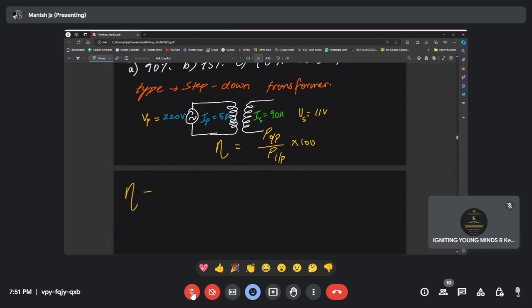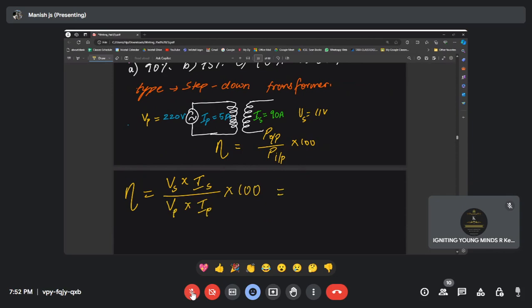So efficiency is equal to output power over input power, times 100. What is the formula for power? We have already learned the formula. It is the product of potential and current, V into I. When I say output, I told you it is with respect to the secondary, so I can write it as Vs into Is, upon input. Input power is nothing but what is being supplied, so supply voltage, which is primary voltage, times primary current, which is Ip, into 100. Simple.